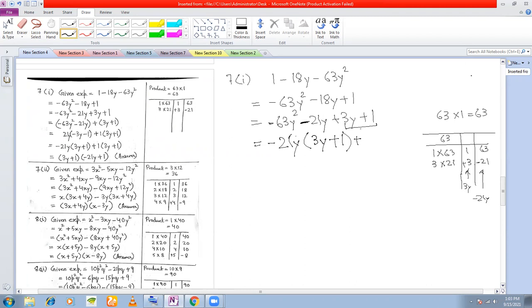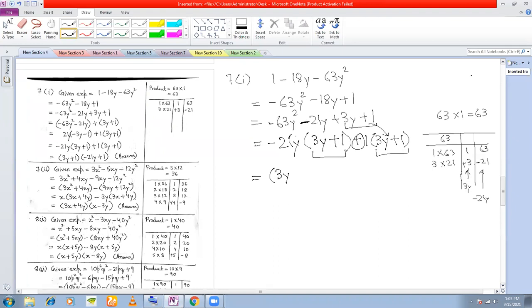The next two terms, these two. What is the HCF of these two? It is 1. So 3y, if I divide by 1, I'm going to get 3y. And because I have a positive sign here, this sign will remain the same, plus 1. So now am I getting 3y plus 1 and 3y plus 1? Yes. That means my middle term breakup is correct.